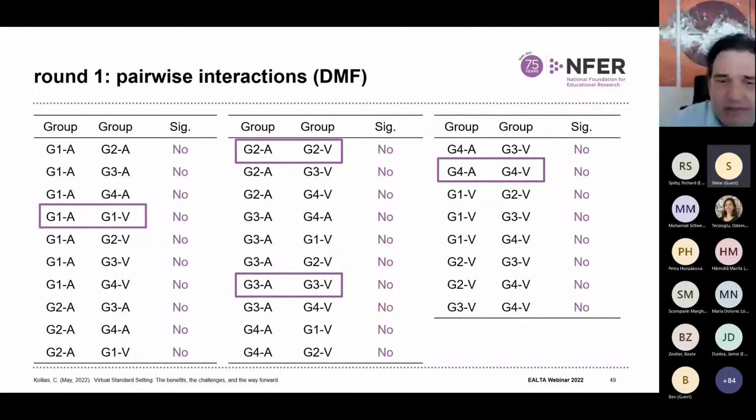And the internet was so fine. But to cut a long story short, round 1, no bias. So the medium did not affect the virtual. There was no difference in the virtual cut scores, okay? And there was no bias.